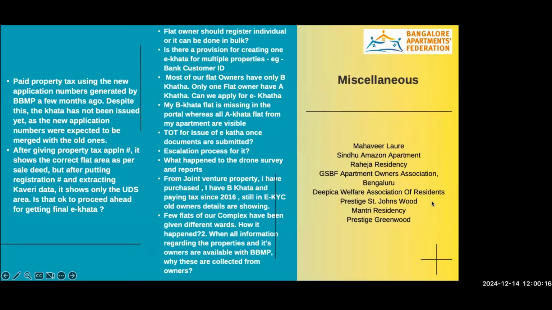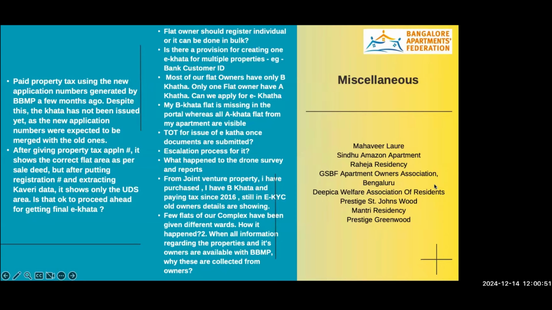My B Khata flat is missing in the portal, whereas all A Khata flats are there. See, B Khatas are generally written in a different register, and A Khatas are written in a different register. It is not that B Khatas are not digitized. By chance, this particular B Khata register may not have been digitized, or one particular property may not have been digitized. As I said, you approach the ARO office. They have been authorized and empowered to digitize any missing Khata of any register, so they should be able to do it.